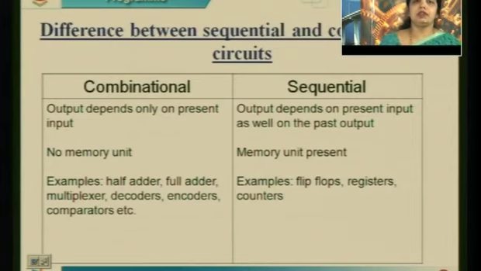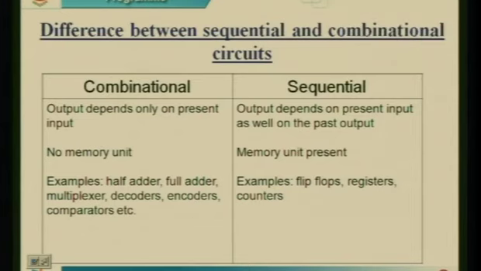Let us discuss the difference between sequential and combinational once again. The combinational circuit output depends only on the present input. Note that it depends only on the present input. But in the case of sequential, the output depends on the present as well as the past output. So sequential takes care of two elements: the present input as well as the past output. In a combinational circuit, we don't have any memory element to store the bit. But in a sequential circuit, we do have a memory unit to hold what is stored.